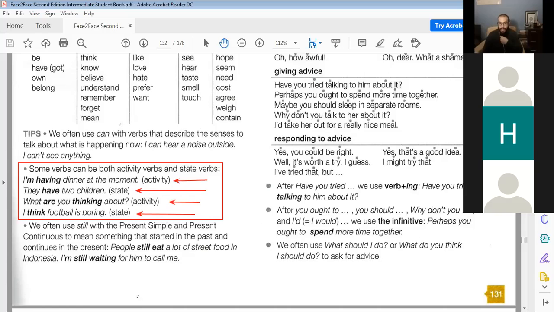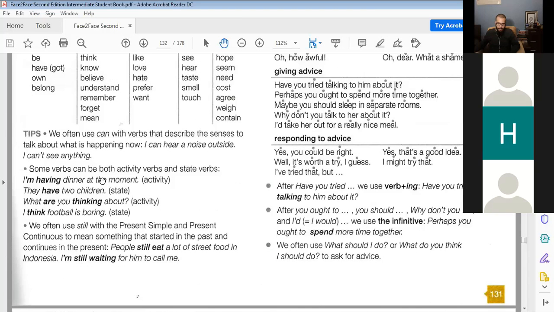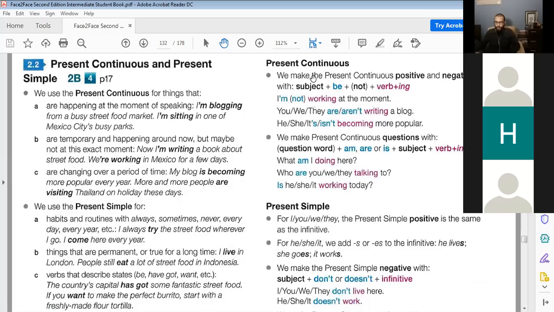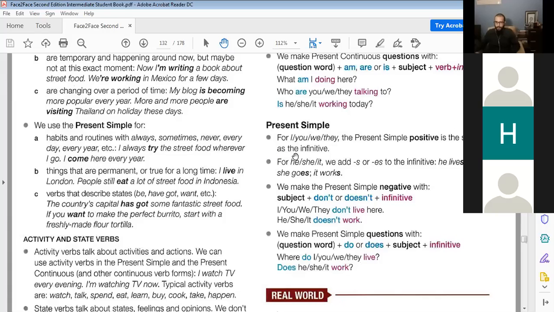And the next one is, I'm still waiting for him to call me. So here you can see that it's optional. Still is not really necessary. It's an additional word, but they're just telling us you can put it either way. You can put it in both places. All right, so these are the tips. I think the next part is just verb. It's just how to form, nothing new here. It's just how to make present continuous, positive, negative questions, how to make the present simple, positive, negative questions. Nothing new. This is elementary, I think.